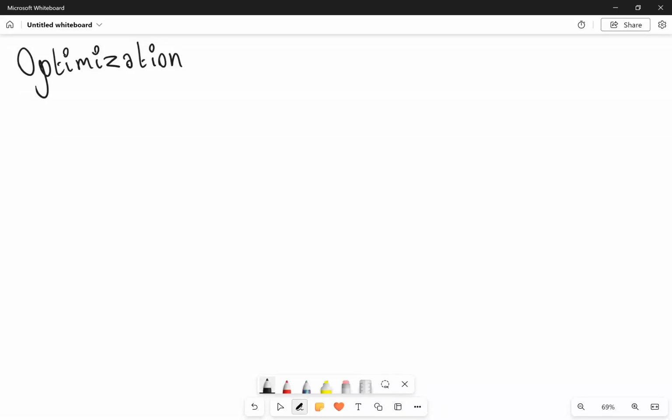Hey, so today we're going to be talking about optimization. This is just an introduction, so it's not going to be fully into solving problems, but we are going to introduce what optimization is. So let's start with an example.